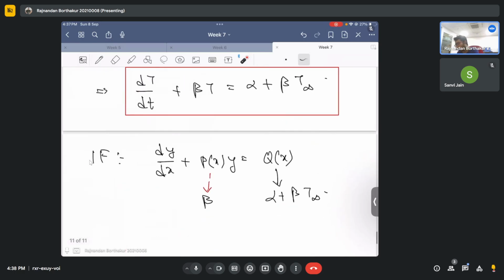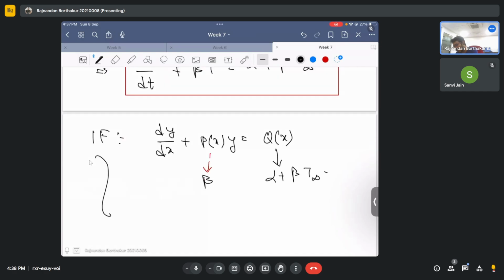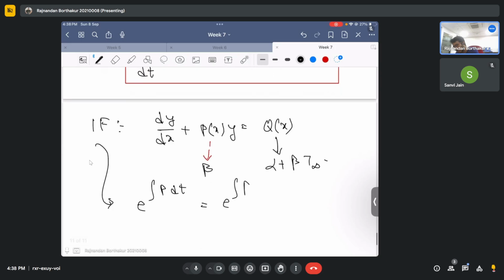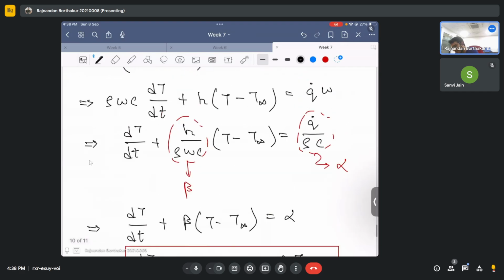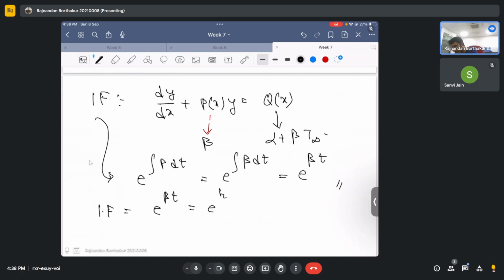Okay. So once you have this form of the equation, your integrating factor is nothing but e power integration p dt, which means it is e power integration of beta dt. Beta is just a constant, so it becomes e power beta times t, and this is your integrating factor. If you substitute the value of beta, which is h by rho wc, it is e power h by rho wc multiplied with the time. So this is your integrating factor.